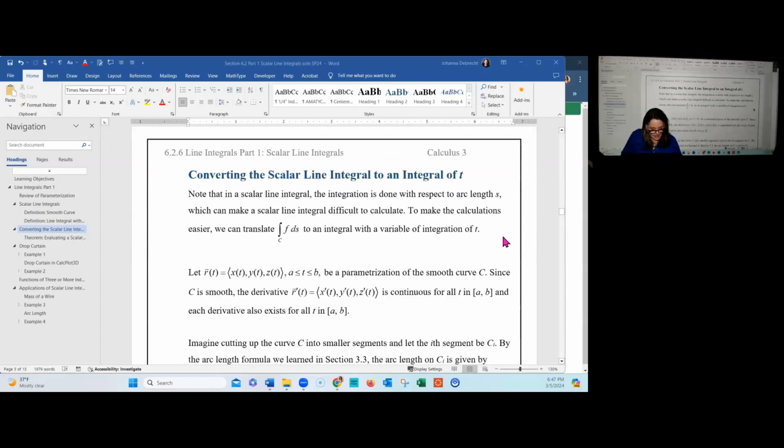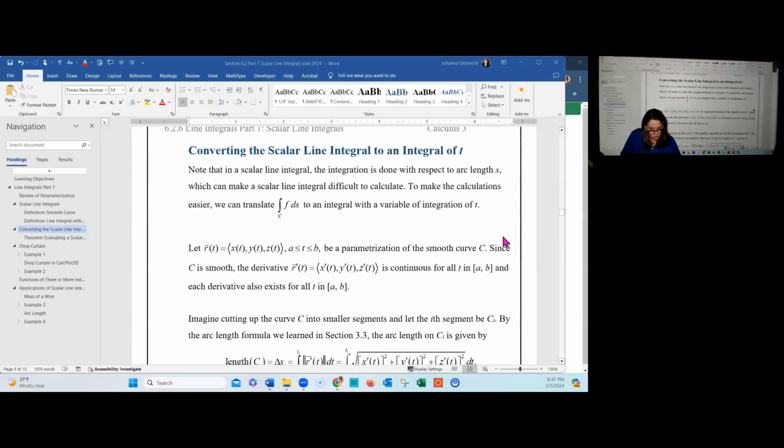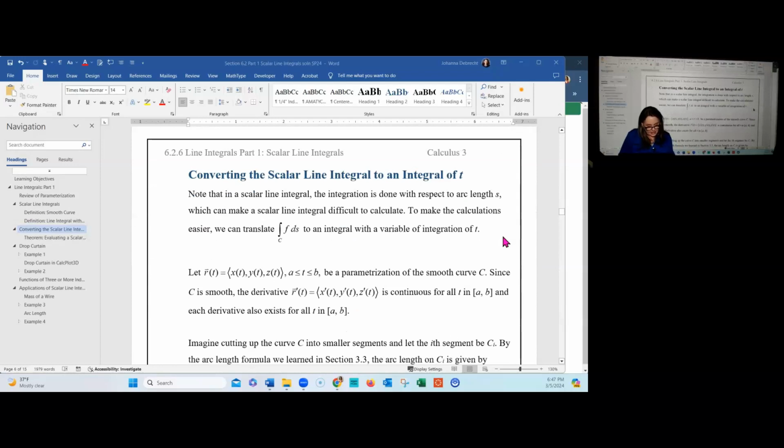Let's talk about how we actually convert this. What we've got right here is an integral of the function across the arc length differential. So we write this scalar line integral as the integral over a curve. Notice that we only have the C showing up under the single integral symbol of some function with respect to arc length. So the integral over a curve C of f ds, where ds is that arc length differential that we saw earlier this semester in sections 3.3 and 3.4.